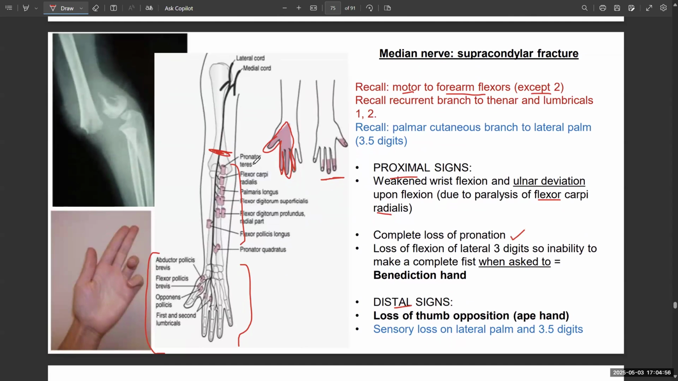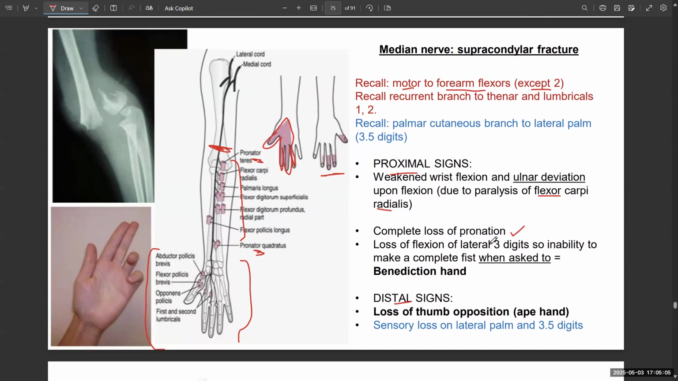This is because your pronator teres over here and your pronator quadratus over here are both paralyzed. So you don't have pronation. And then you have loss of flexion of lateral 3 digits. So inability to make a complete fist when asked to. This is a benediction hand.